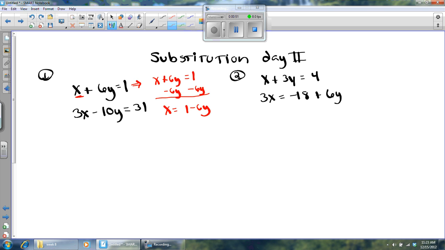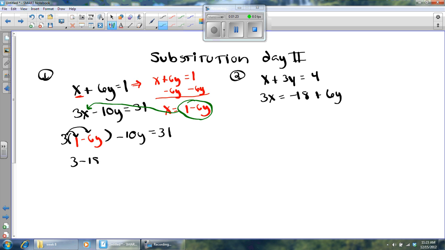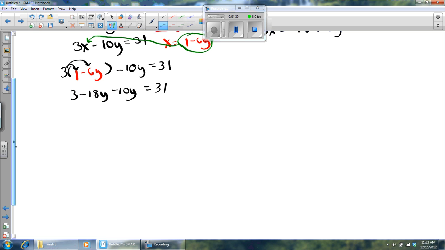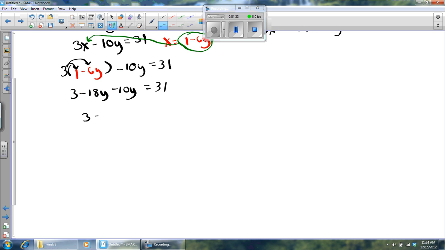Now, I'm going to take this 1 minus 6y, and I'm going to plug that into the other equation in x's place. So, I'm going to get 3 times the quantity of 1 minus 6y, and that'll be minus 10y. That'll equal 31. I'll distribute over here on the left-hand side. 3 minus 18y minus 10y equals 31. Okay, I'll get 3 minus 28y, and that'll equal 31.